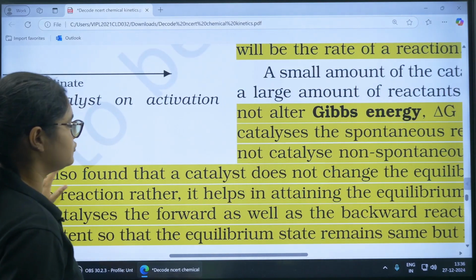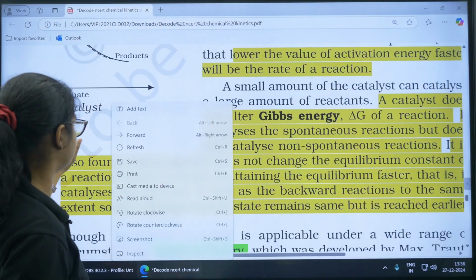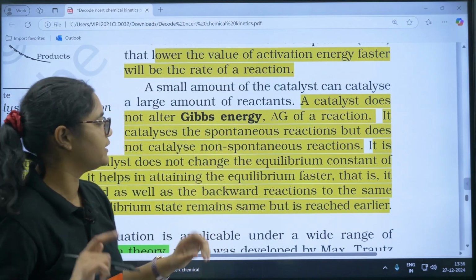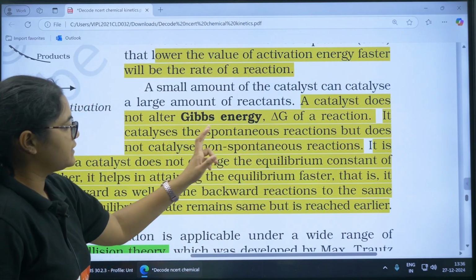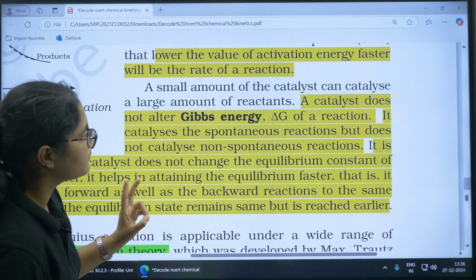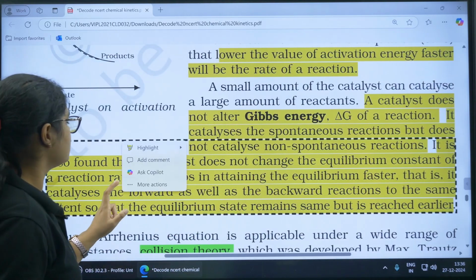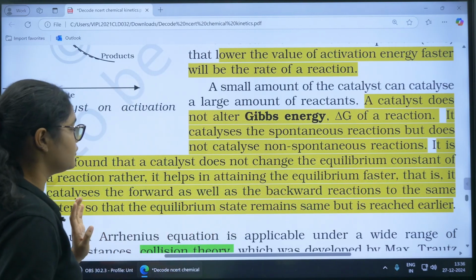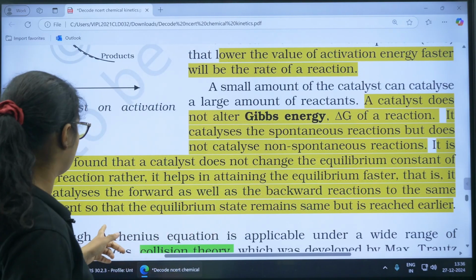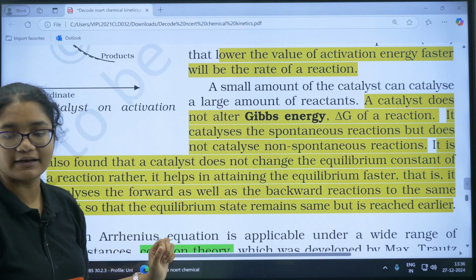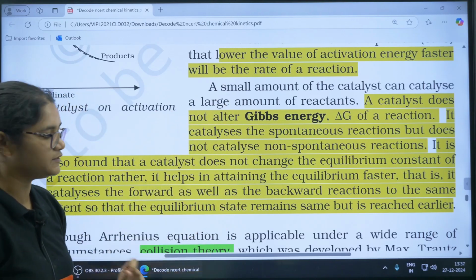Okay, next after that we have something regarding what the catalyst does and what it doesn't do. Okay, so all these things are given here. You can see a catalyst does not alter the Gibbs free energy, first point. It catalyzes the spontaneous reactions but not the non-spontaneous reactions, second point. Third, it also does not change the equilibrium constant. Next, it helps to attain the equilibrium faster. So these are some properties of this catalyzed reaction, so please note down these points.